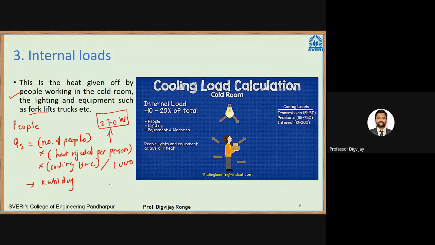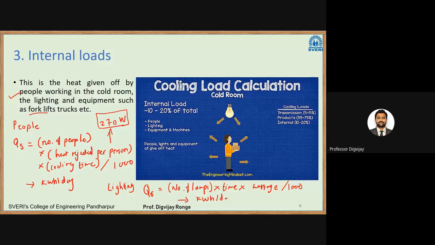And second we have a lighting load. Suppose there are some lights provided, so lighting load. That will be Q6 is equal to number of lamps, into time for which the lamp is on, into wattage. Whatever wattage is there for that tube we have to provide here. Again, if I divide by 1000, this will give me kilowatt hour per day. Okay. So write down these formulas.